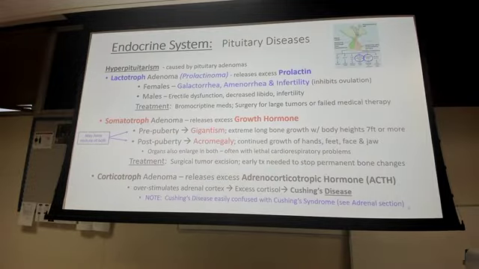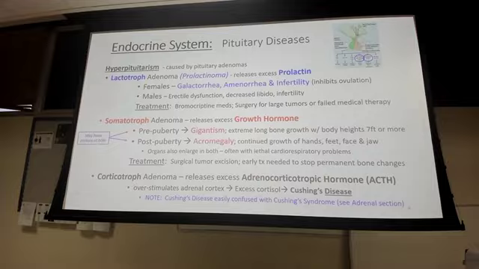So hyperpituitarism. These are typically caused by pituitary adenomas, so benign tumors of the pituitary gland. We've got several different types. We've got lactotrophs. These are those prolactinomas. So these cells are called lactotrophs, right? And when you have too many of them, when you have a tumor growing from them, they're going to release a lot of prolactin.